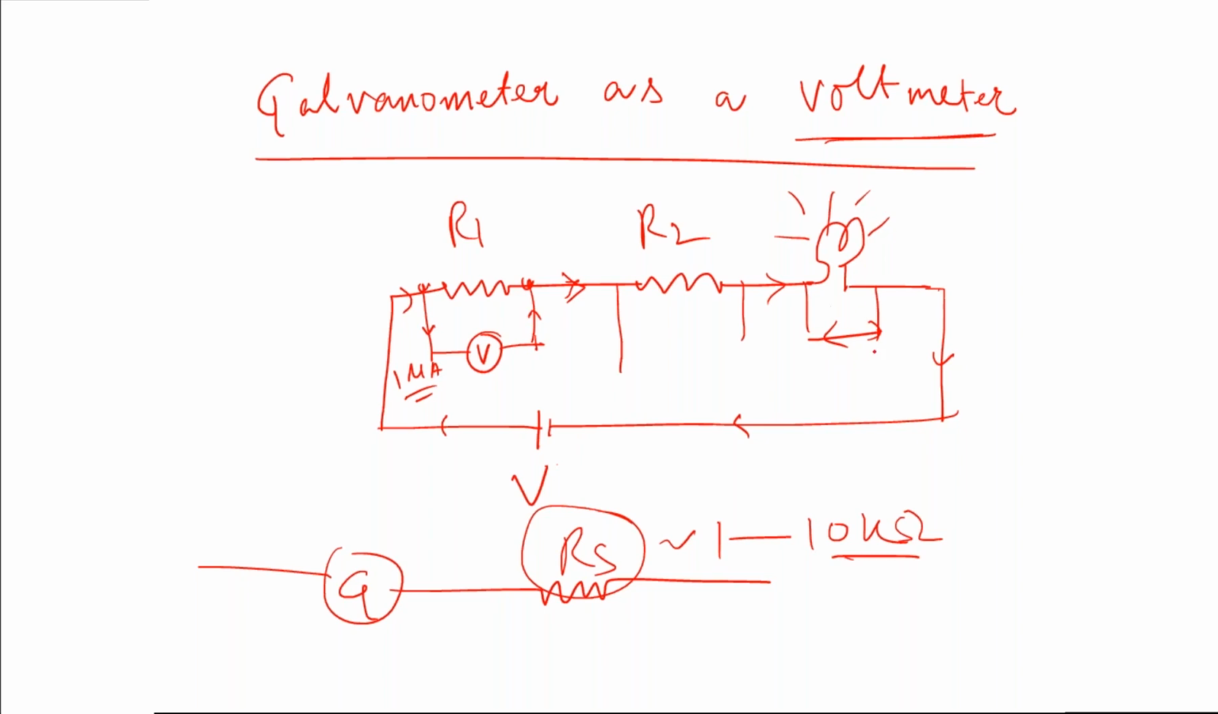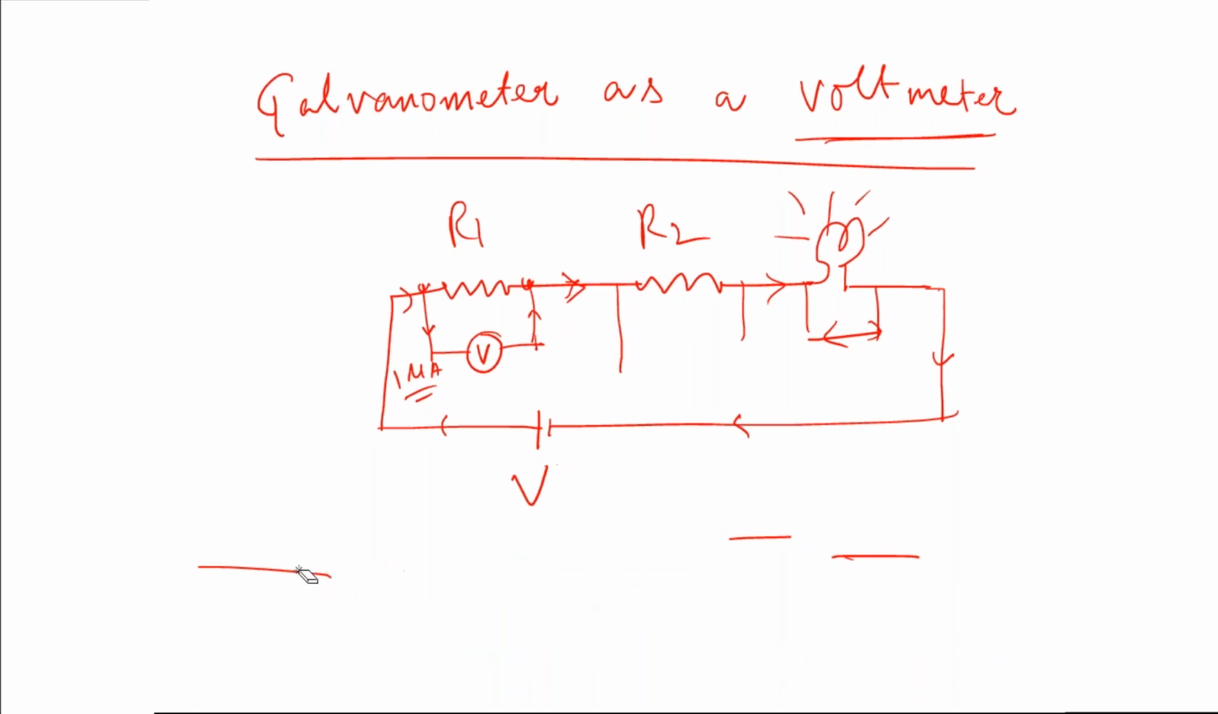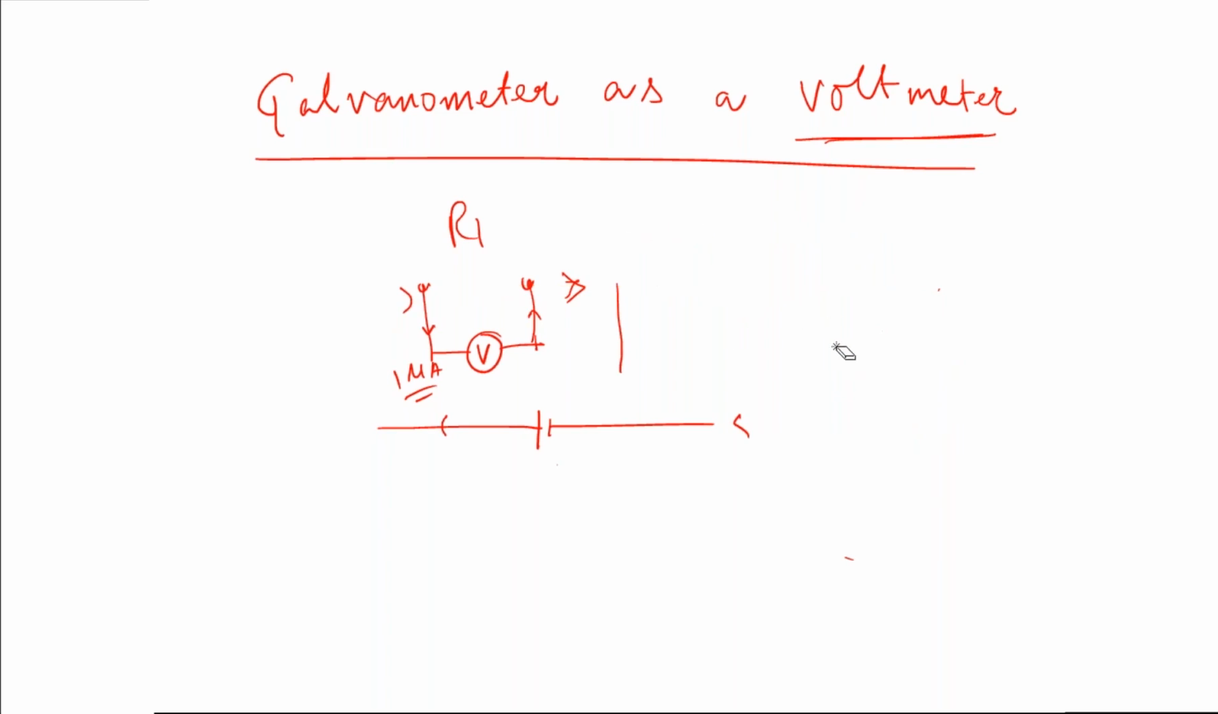So you are intelligent, you might have understood what I'm trying to say: what is the modification we should do with the galvanometer so that you can use it as a voltmeter? So that is my question now. What modification should you be doing to use the galvanometer as a voltmeter in the circuit?